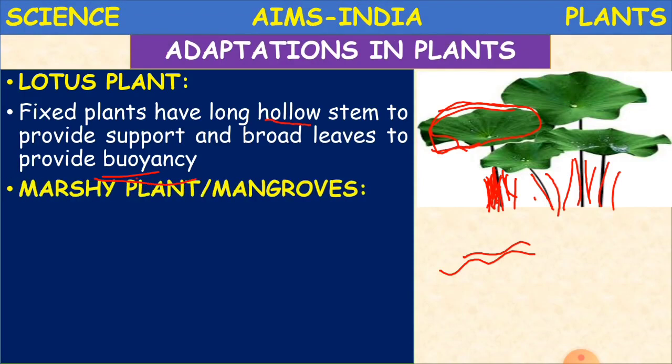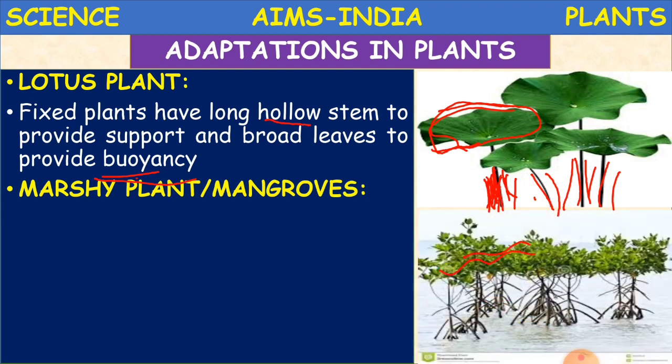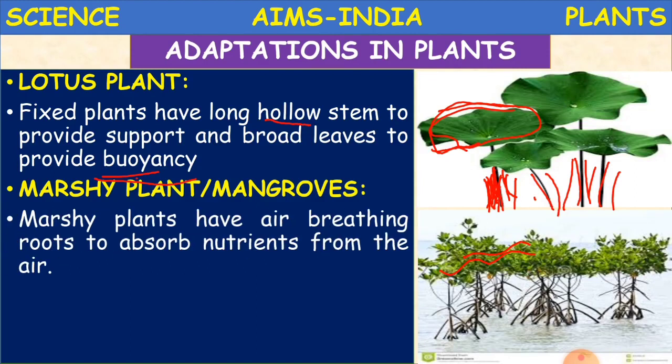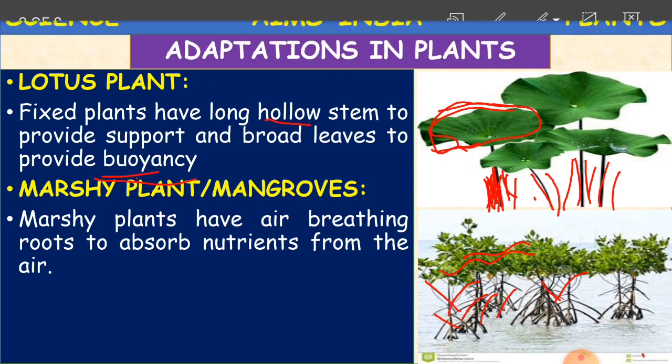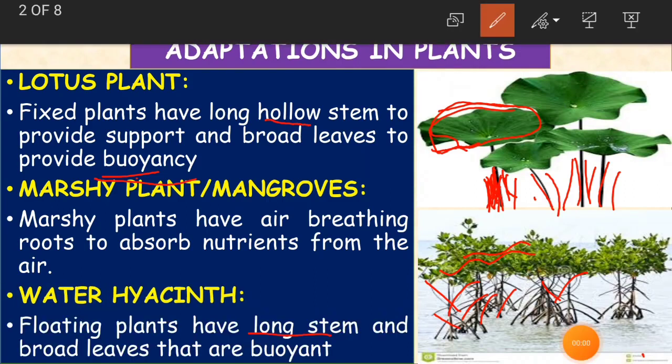Now we'll see marshy plants, that is mangroves. As we have seen before, these have breathing roots, no children? Marshy plants have air breathing roots to absorb nutrients from the air. Why do they have breathing roots? To absorb the nutrients from the air. Whatever nutrients are available in the atmosphere, in the air, they absorb them through these roots, so that the plant can live in such a wet area. Clear children?